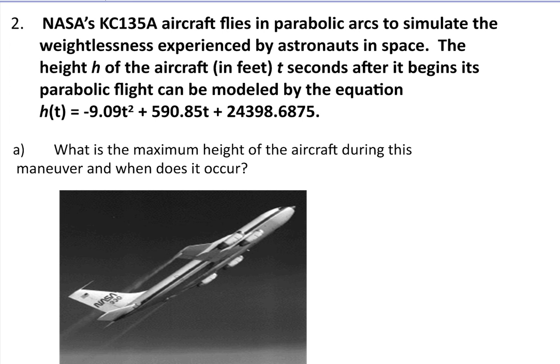This one says NASA's KC-135A aircraft flies in parabolic arcs, is that a fancy word, to simulate the weightlessness experienced by astronauts in space. The height h of the aircraft in feet t seconds after it begins its parabolic flight can be modeled by this following equation. What is the maximum height of the aircraft during this maneuver, and when does it occur?